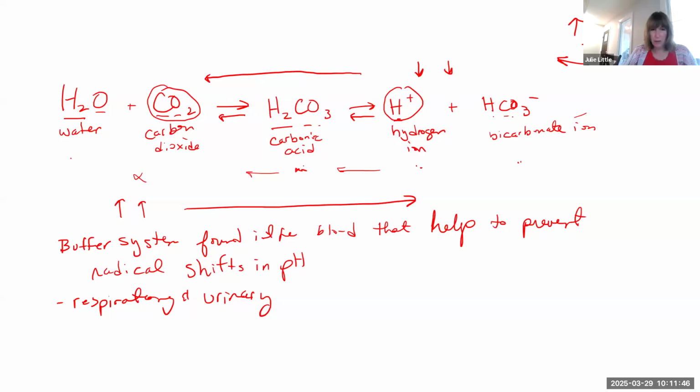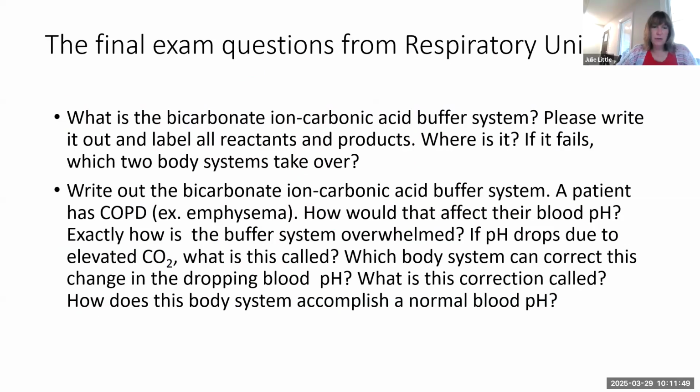That's the first question. Now, the second question has to do with writing out the bicarbonate ion carbonic acid buffer system. You'll get one or the other of these. I would assume because you're at the end of 142, it's going to be the second one, by the way, but you need to practice the first one to just understand what it is. So the second question says, write out the bicarbonate carbonic acid buffer system. A patient has COPD, and I'm giving the example of emphysema. And if you remember, with emphysema, we retain carbon dioxide. So how would that affect the patient's blood pH? And how is the system overwhelmed?